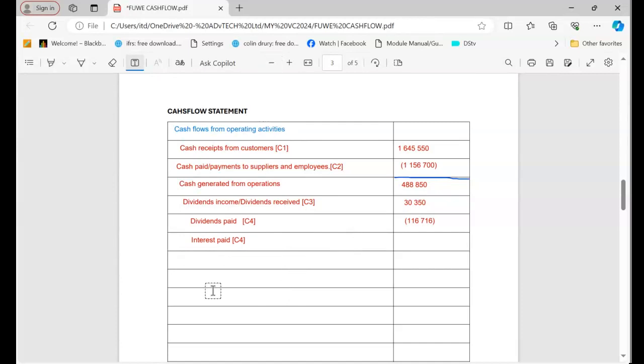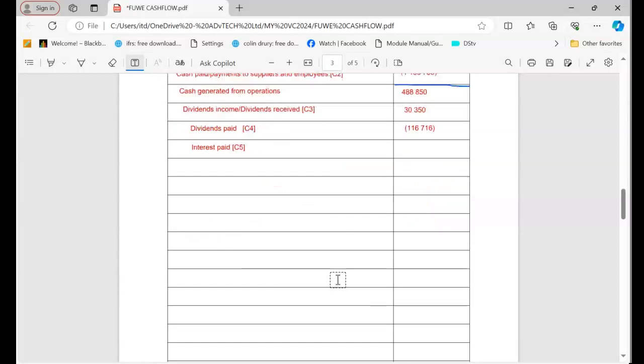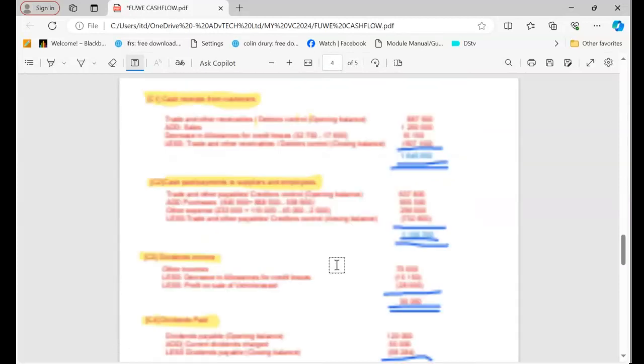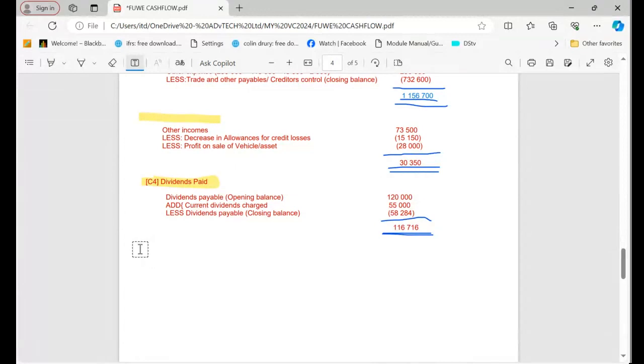So meaning we're gonna deal with the calculation number 5, not 4. And then I'm gonna go there, up, down there, and just write calculation number 5. And then that calculation obviously is going to be interest paid.